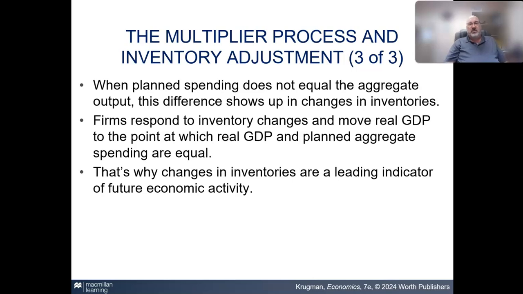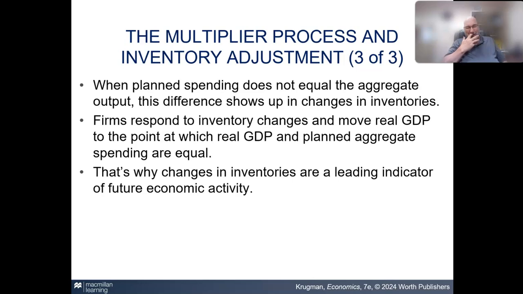All right. So when planned spending does not equal aggregate output, that difference shows up in changes in inventories, and firms respond to the inventory changes and move real GDP to the point at which real GDP and planned aggregate spending are equal. And that's why changes in inventories are the leading indicator of future economic activity. So changes in inventory are a big deal. They'll tell you what's going on.